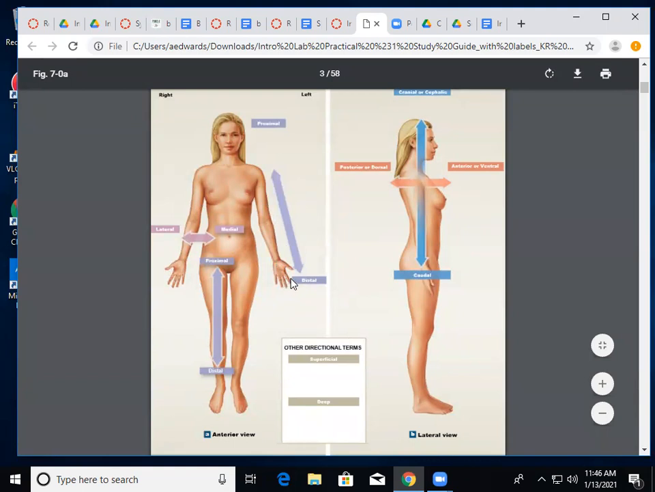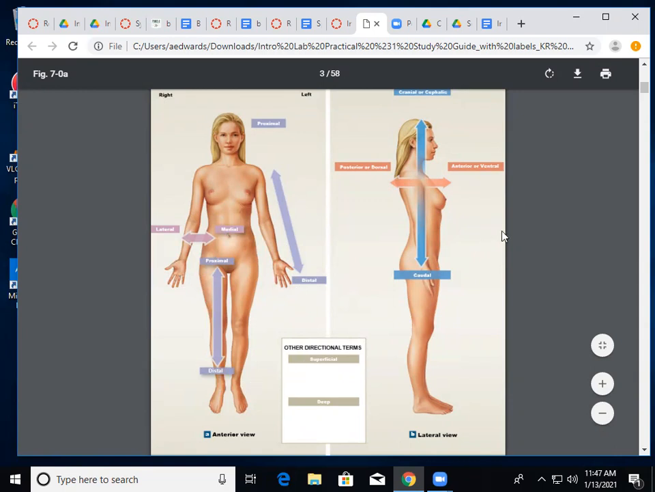the fingers or the toes, we call that distal, okay? Close to the midline of the body, we call that medial. Close to the side of the body, we call that lateral, okay? Same with the arm and the legs. Close to the base of the body is proximal. Close to the feet, toes is distal.